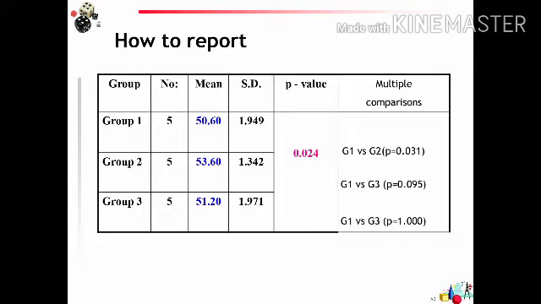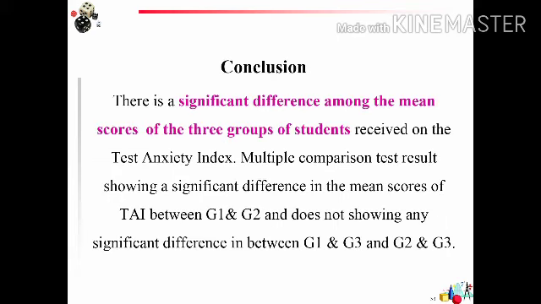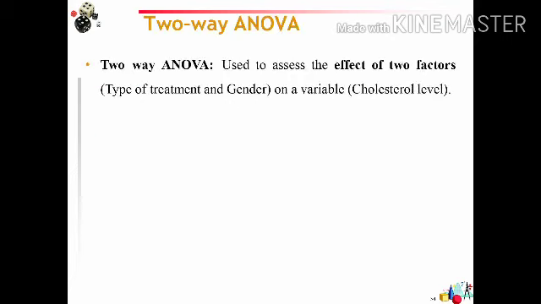And we can also put in the multiple comparison test results, that is, the p-value corresponding to each pair of observations. The conclusion is that there is a significant difference among the mean scores of the three groups of students on the test anxiety index. The multiple comparison test shows a significant difference in the mean scores of TAI between group 1 and group 2, and does not show any significant difference between group 1 and group 3, and between group 2 and group 3.